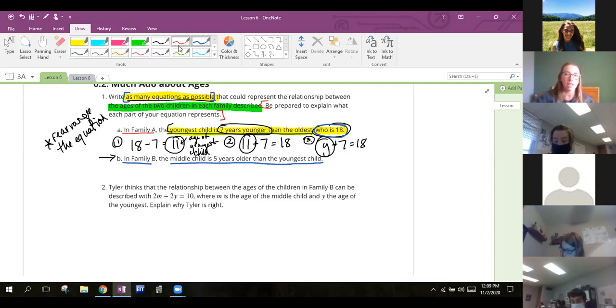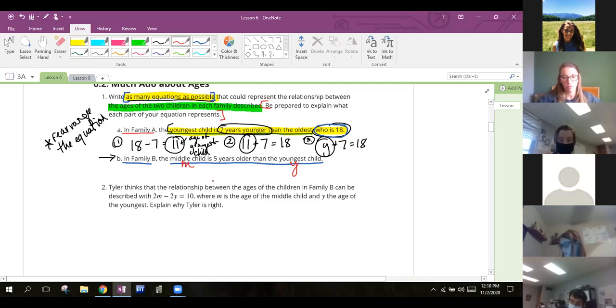So what would make sense as a variable for the middle child? We could just do one variable, M. M. All right, and what would be one for the youngest? Y. Good. Okay, so the middle child is 5 years older than the youngest child. So how could we find the age of them? What is an equation that we could do?